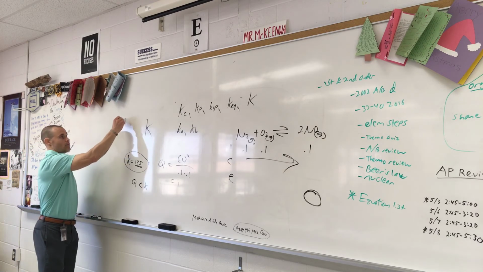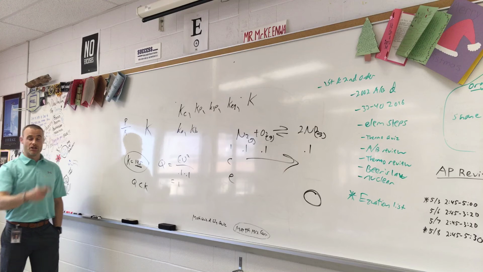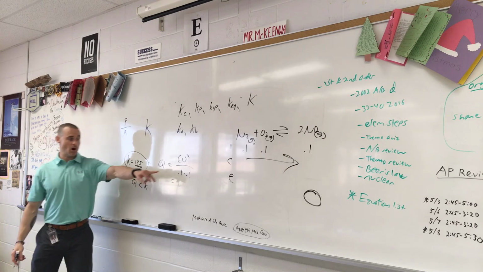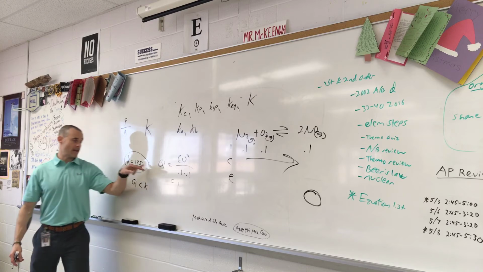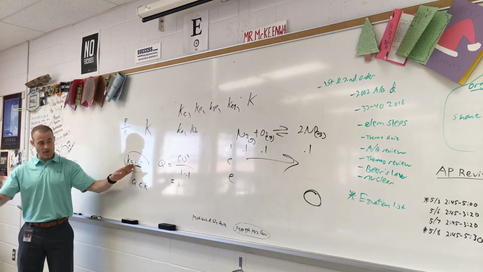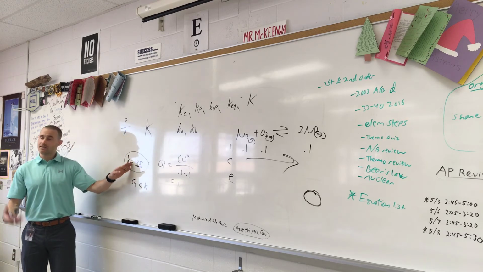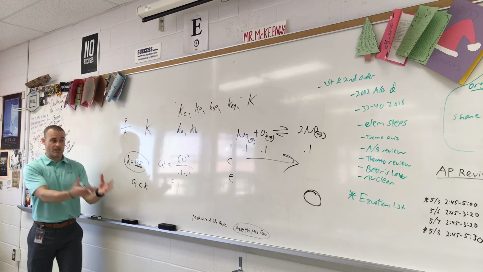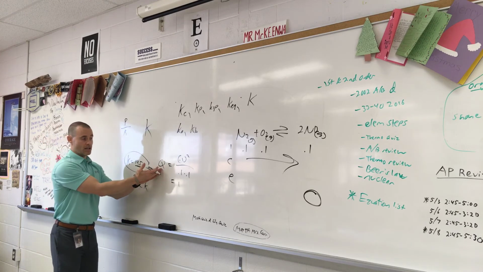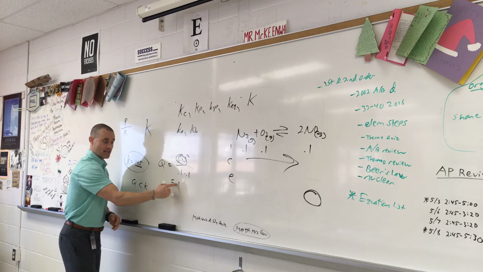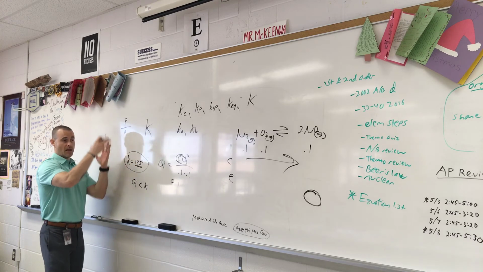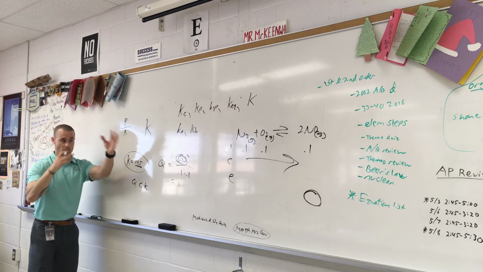It's all about the products and reactants ratio. Initially, if this ratio is too small and it needs to get larger, the only way to increase this number is to make more products. Think of it this way: these two are basically the same calculation. This is just initially, and this is at equilibrium. So if initially you have a little bit of product, the only way to make that number bigger is to make more products, so we're going to the right.